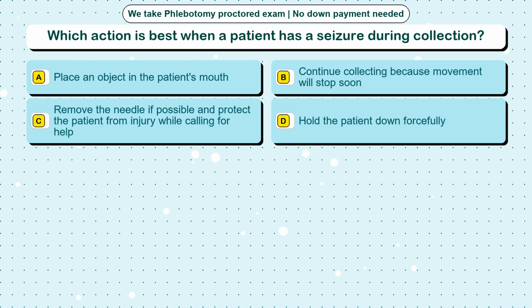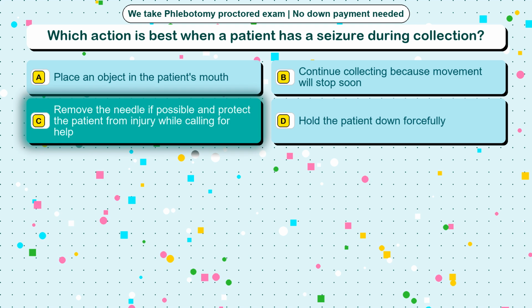Question 47. Which action is best when a patient has a seizure during collection? Option A, place an object in the patient's mouth. Option B, continue collecting because movement will stop soon. Option C, remove the needle if possible and protect the patient from injury while calling for help. Option D, hold the patient down forcefully.